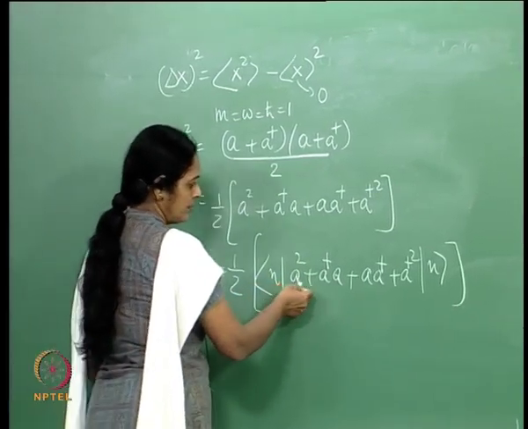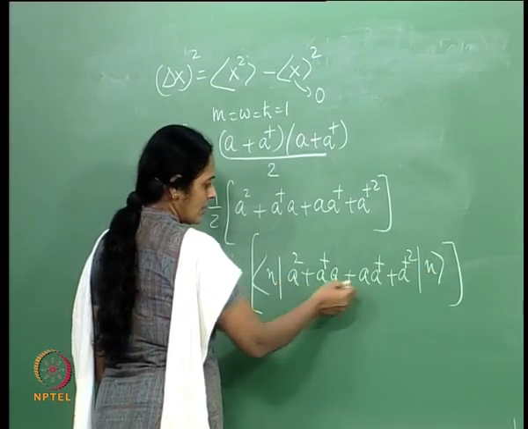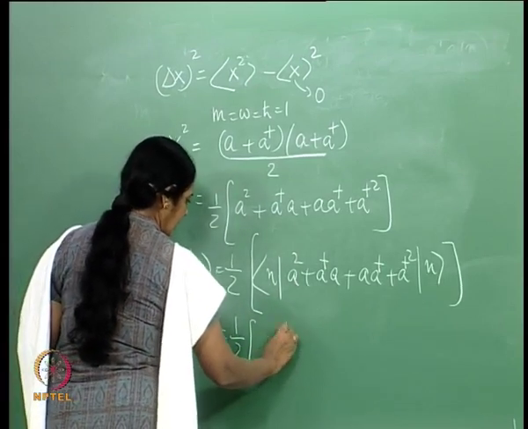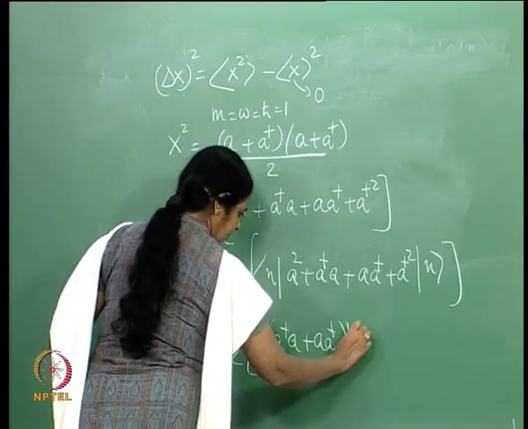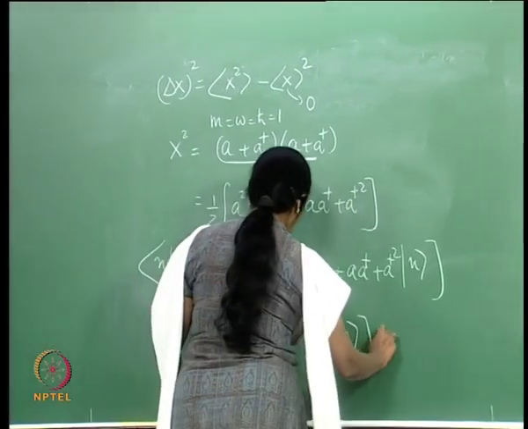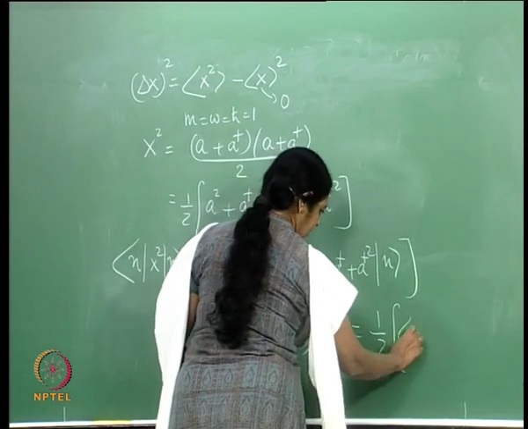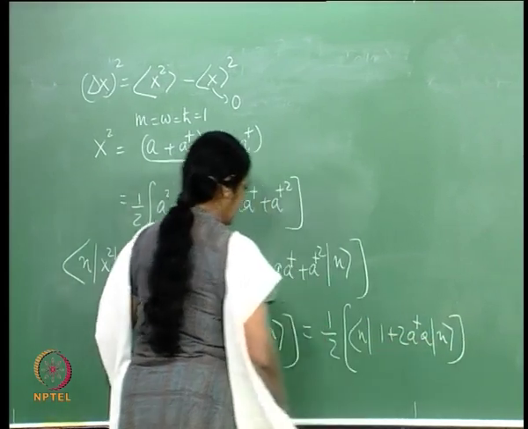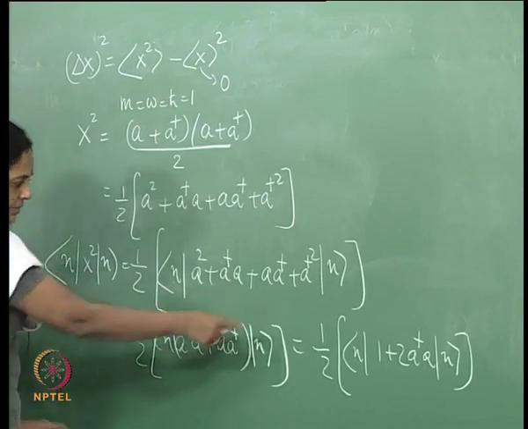Look at the first term. As I argued before, this will not make a contribution, the last term will not make a contribution. So, I have half a a dagger plus a dagger a, the expectation value of just this operator. Once more, I can write a a dagger as 1 plus a dagger a, and I need to compute this. I have used the fact that a a dagger is 1 plus a dagger a, and that is why I got that.